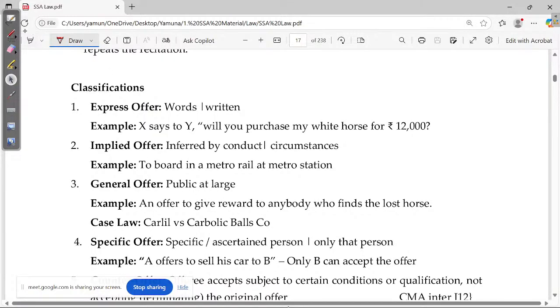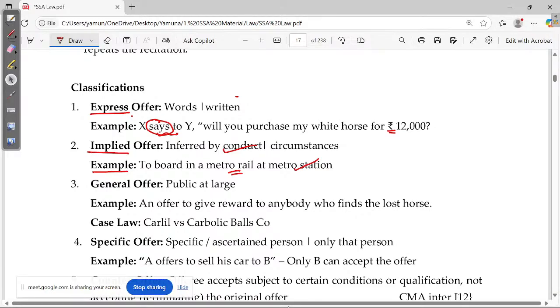Try to understand these concepts from the example point of view now. X says to Y, already we have discussed this, right? Will you purchase my white horse for 12,000 rupees? He's clearly expressing his intention through words. We call this an express offer. Second example, boarding a metro rail at a metro station, which means it's a conduct. You have taken the ticket and you're boarding the station, or boarding a bus, or whatever it is. It's by your conduct. It may be body language, it may be the moves you make, can be anything.